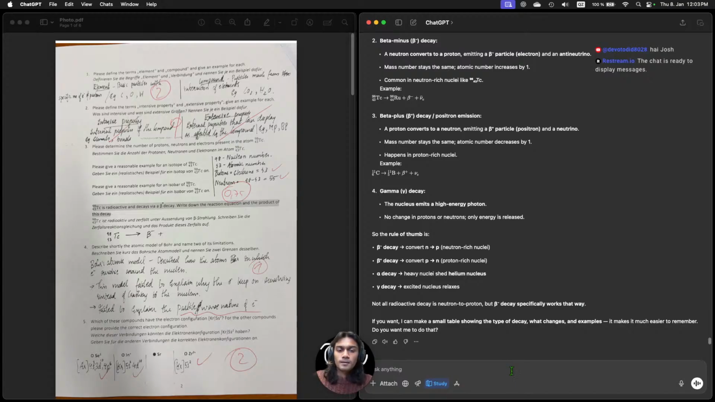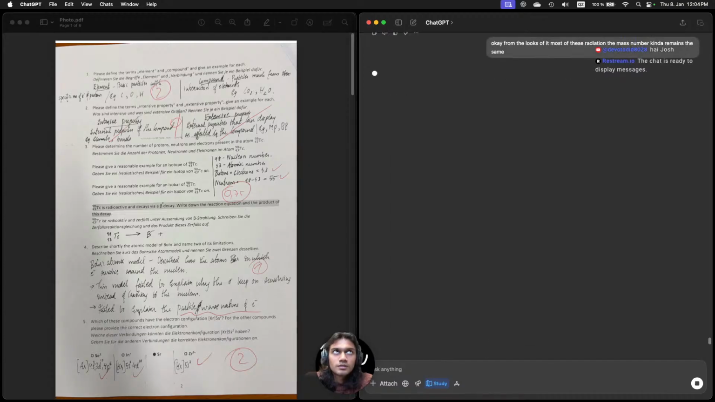But okay. From the looks of it, most of these radiation, the mass number kind of remains the same. Kind of. Not exactly. That's how ChatGPT is going to respond. Not exactly.